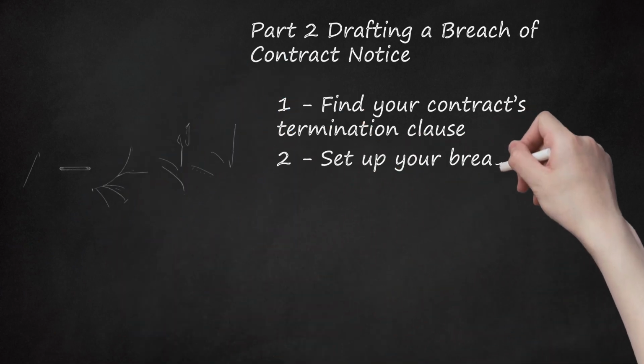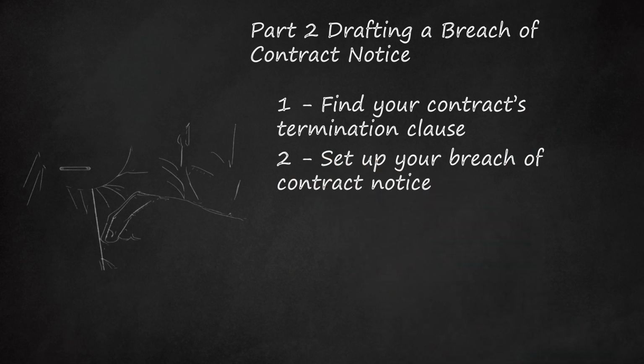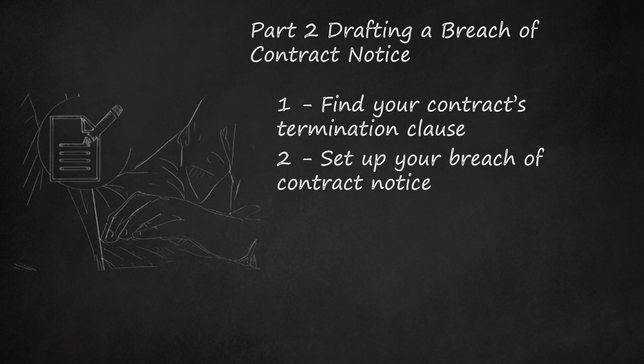2. Set up your breach of contract notice. You need to give the broadcaster notice that it has violated the contract. To do so, you should draft a breach of contract notice. The notice will identify the contract provision the broadcaster has violated and explain what you want the broadcaster to do in return. You can type up a draft of the letter to show to your attorney.